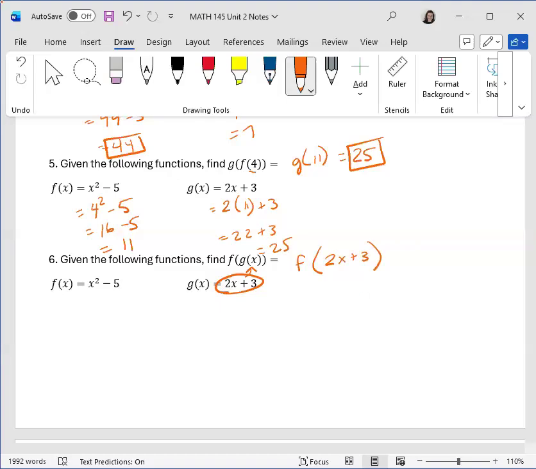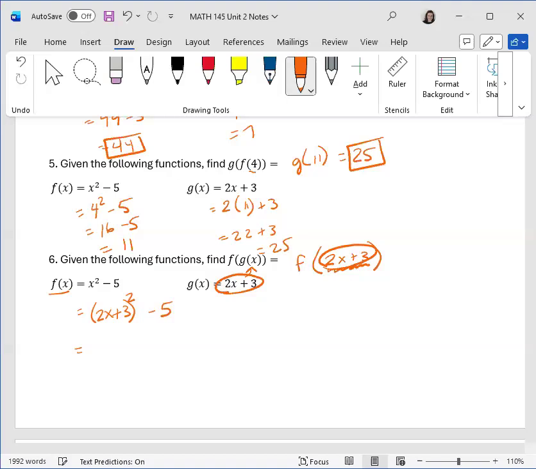So all I did was I substituted the g of x for the expression that g of x was equal to. Now this is telling me to substitute this expression, 2x plus 3, into f's function. So I'm going to substitute this entire expression for x into f's function. So f's function says we take x squared, and if I'm substituting this expression 2x plus 3 in for x, that's going to say the quantity 2x plus 3 squared and then minus 5.